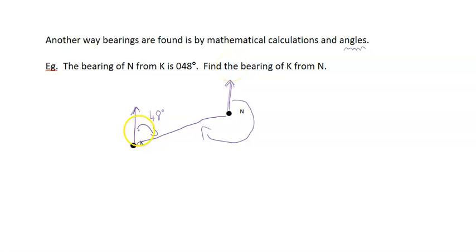So this is 48 degrees, which means whatever this angle is has to add up to 180 degrees. So if I do 180 subtract 48 degrees, that leaves this angle to be 132 degrees. Now that I have this angle in here, I can work out the rest of it because it's 360 subtract 132, which is going to leave me with a bearing of 228 degrees.